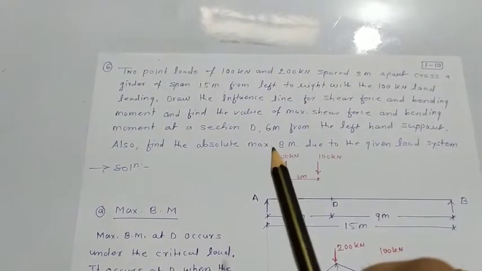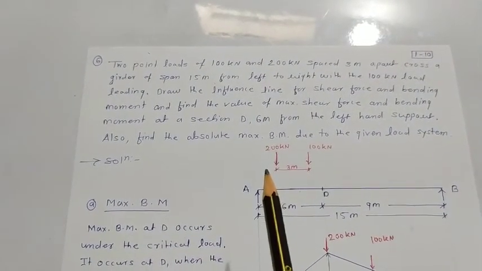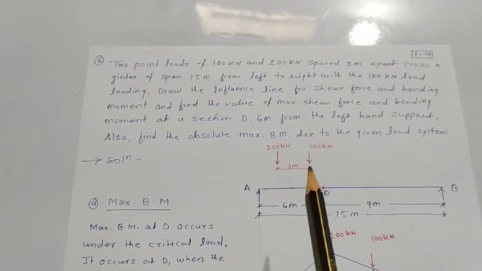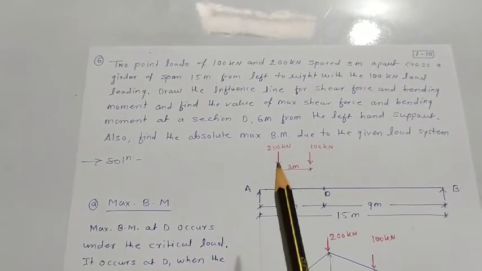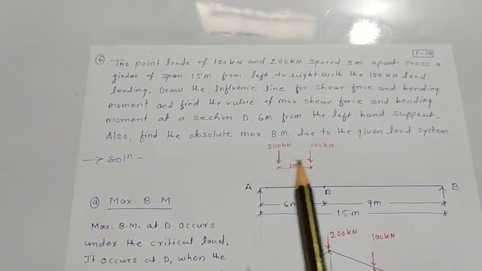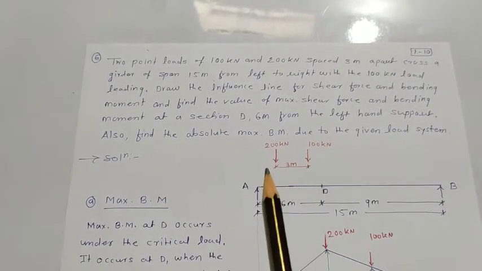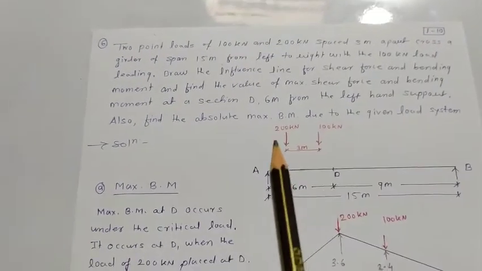From the statement you can see this is the 2-point load problem. This one is the 2-point load, 200 kilonewton and 100 kilonewton, which is 3 meter apart, but the 3 meter distance is fixed between the two loads, okay, in which the 100 kilonewton load is leading. This one is traveling from left to right, okay.